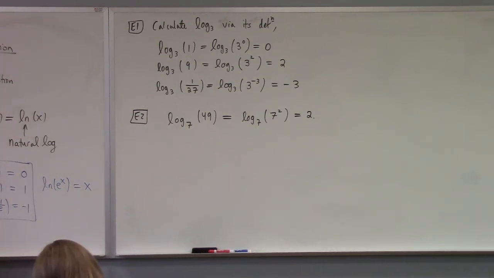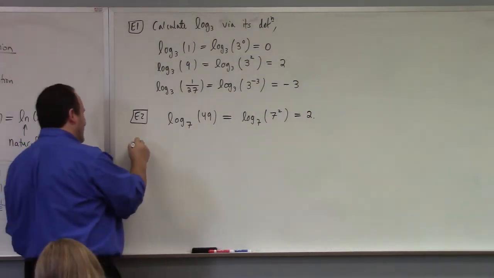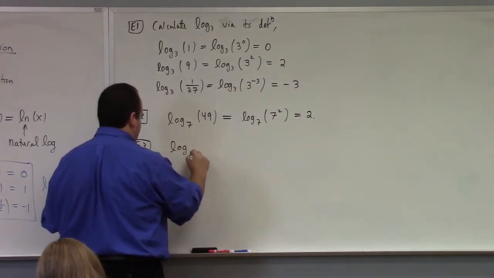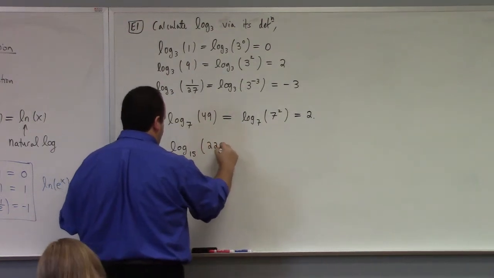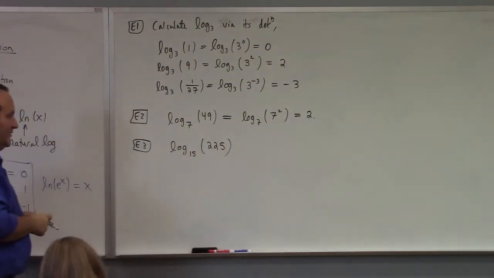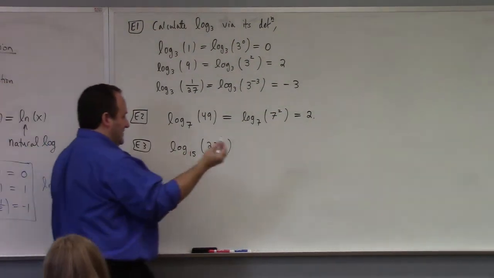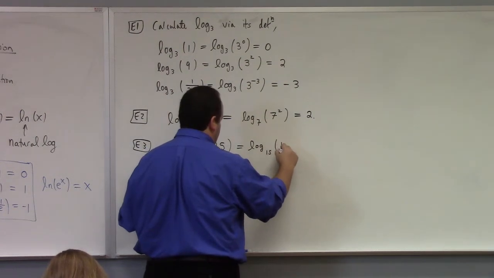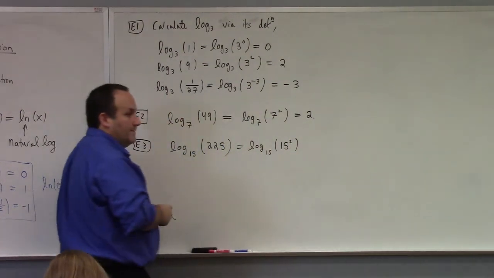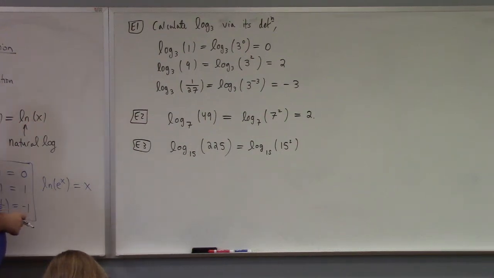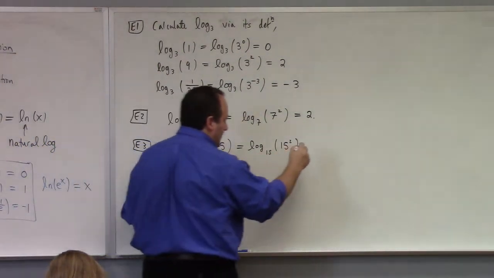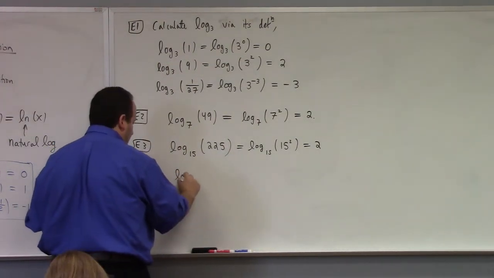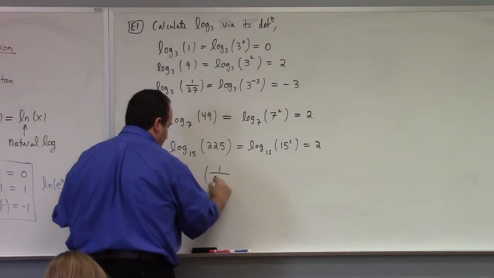Shall I do another? Okay. Example 3, log base 15 of 225. Sorry, this is the same example. My bad. What is 225? It's 15 squared, yeah? So again, the answer is 2. I'll try to come up with a different example here. Here's a different one. Example 4. Log base 5 of 1/625.